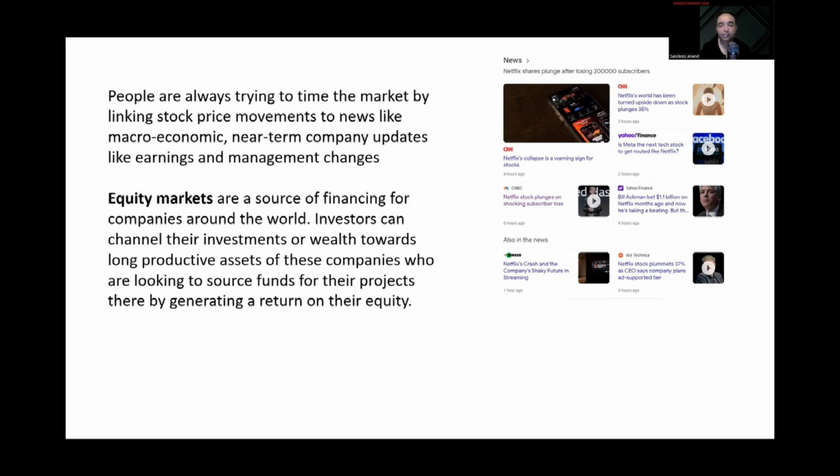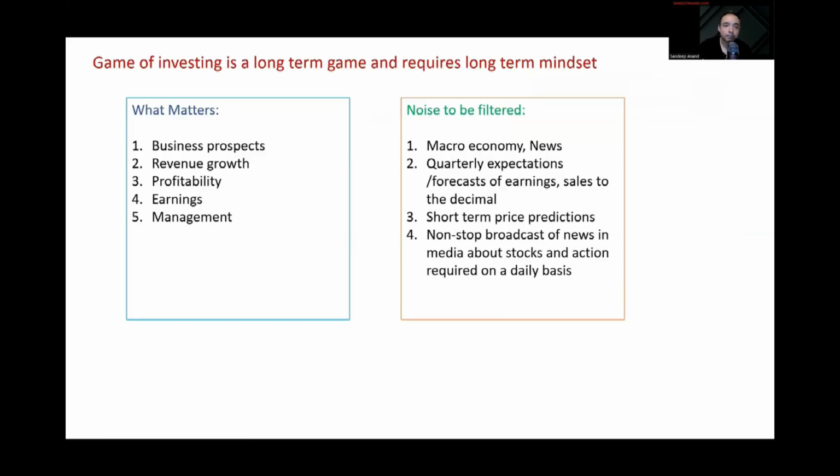Companies are looking for funds. That's why they're in the market, the capital markets. People are looking to invest in great companies and get benefit out of dividends, cash flow and growth. And that's why they are invested in equities, right? If we understand that, we can see that there are a lot of problems due to these biases. The game of investing is a long-term game and requires a long-term mindset.